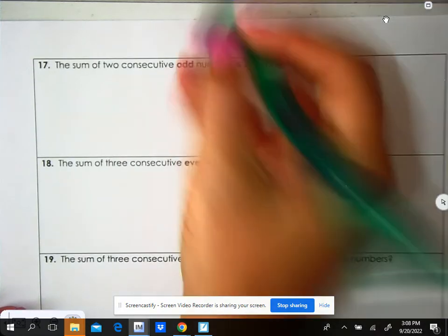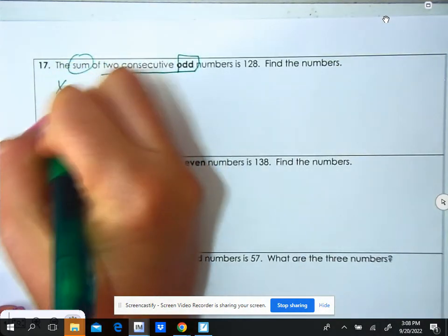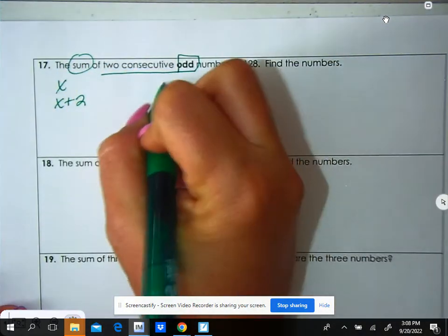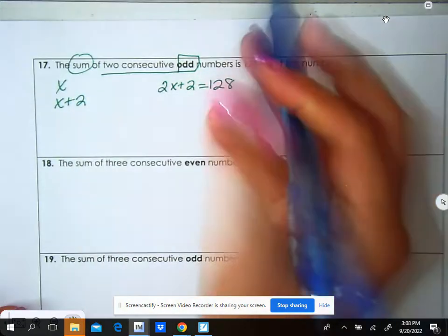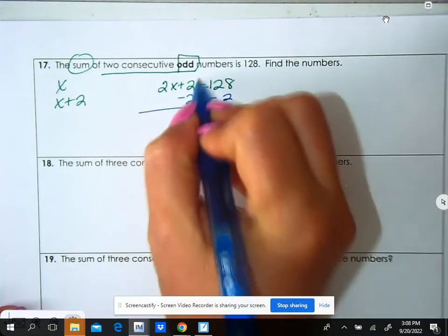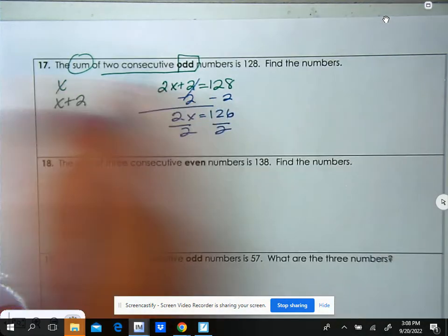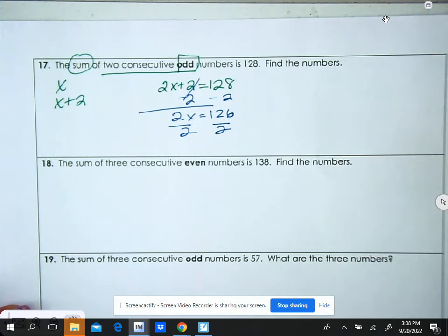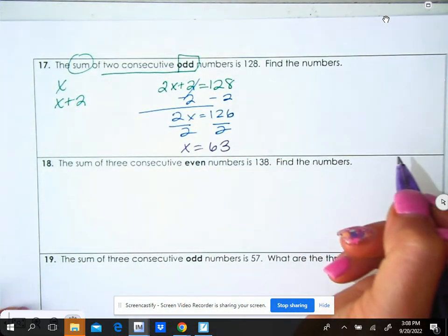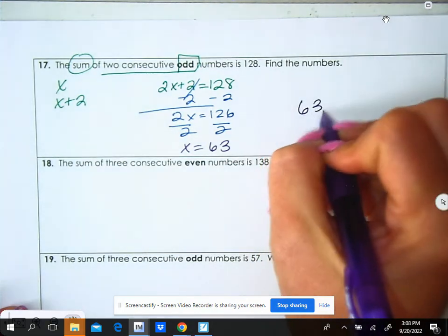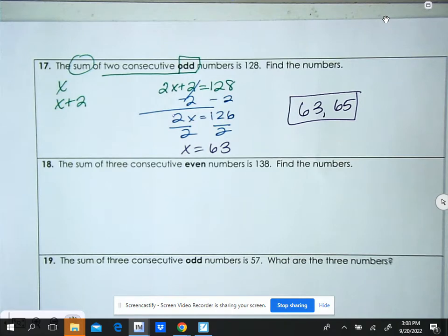The sum of two consecutive odd numbers. Okay, so again, we're summing and it's consecutive, but it's odd. There's still x and x plus 2. Add those together, and that equals 128. And you'll see that when I solve, I should get an odd number. Everybody likes to argue that I should have used 1 or 3 or something, but when you solve, you get 63, which is odd. And the next odd number up from 63 is 65.